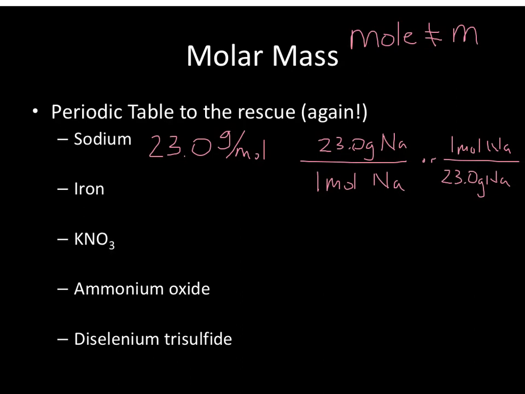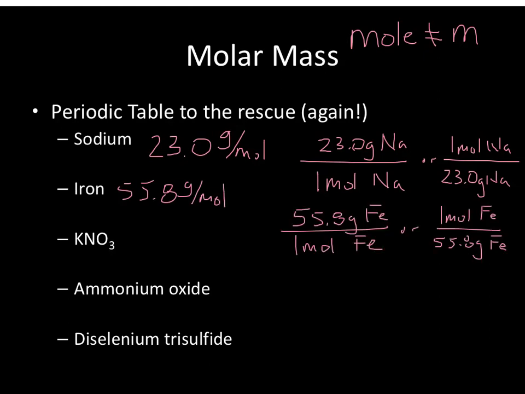Okay, and same thing with iron. Iron is about 55.8, and that would be 55.8 grams per mole. Likewise, we can write that in dimensional analysis form. So 55.8 grams of iron would be 1 mole of iron, or 1 mole of iron, 55.8 grams of iron. I want you to notice right now that 1 mole of iron and 1 mole of sodium weigh differently. It's because iron is larger than sodium, and so we'd have a different mass.